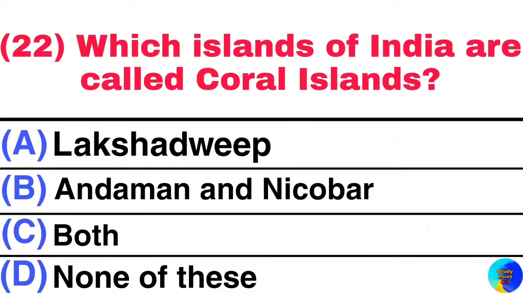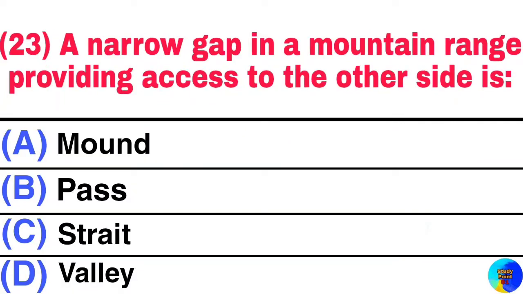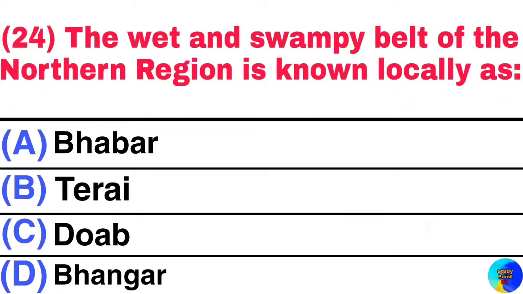Question number 22. Which islands of India are called coral islands? A. Lakshadweep, B. Andaman and Nicobar, C. Both, D. None of these. Answer. Lakshadweep. Question number 23. A narrow gap in a mountain range providing access to the other side is A. Mount, B. Pass, C. Strait, D. Valley. Answer. Pass. Question number 24. The wet and swampy belt of the northern region is known locally as A. Bhabar, B. Terai, C. Doab, D. Bhangar. Answer. Terai.